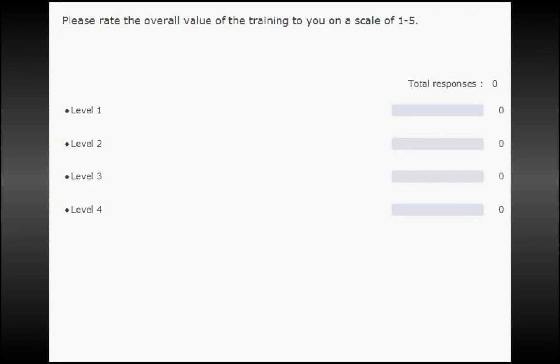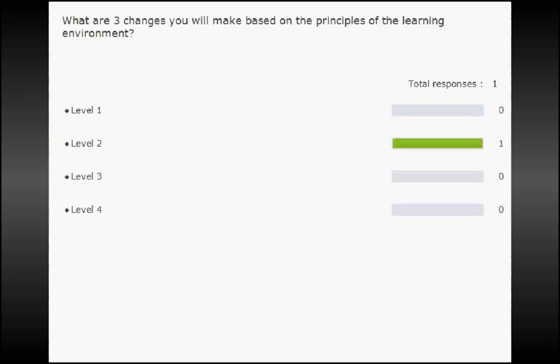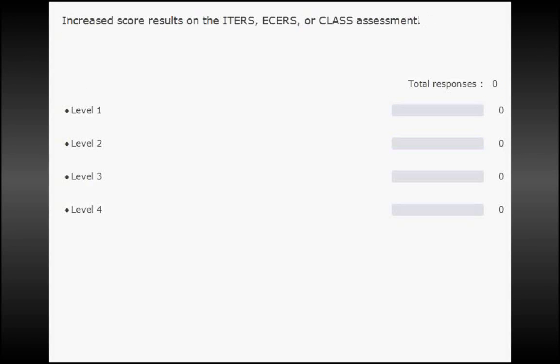Please rate the overall value of the training to you on a scale of 1 to 5. What are 3 changes you will make based on the principles of the learning environment? Increase score results on the ITER, ECHRS, or class assessment. List the 3 steps an adult should use to introduce a child-initiated small group time.